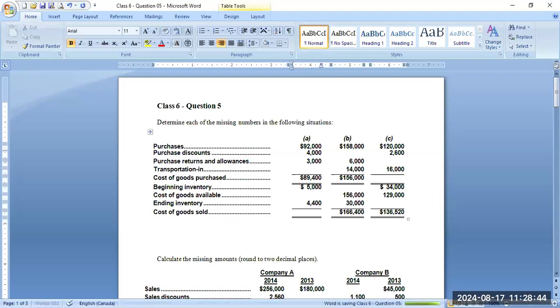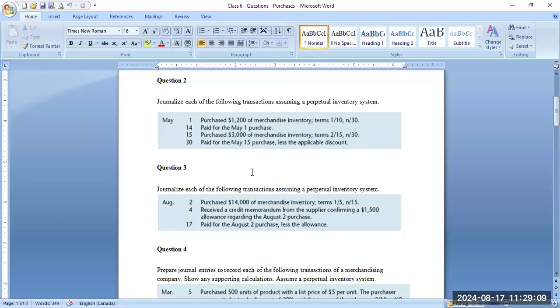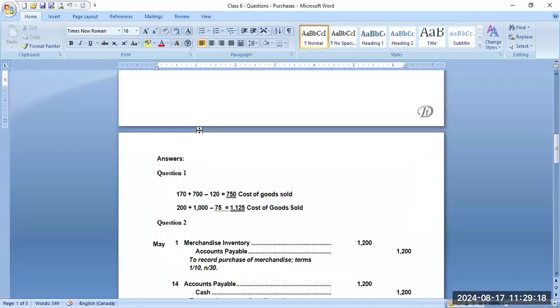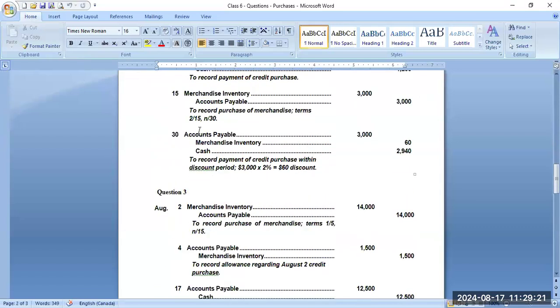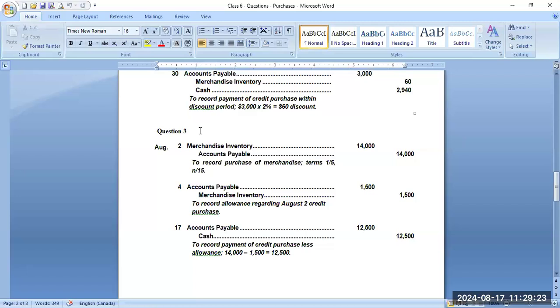Save this one. And the last question, which is question 6, actually that's question 6 for the purchases. That's again the perpetual inventory system. We have here multiple questions on the perpetual system. As you can see, with the different scenarios, question 1, question 2, question 3, question 4, with the answers here. Please spend a little bit of time to see. It's no different than the question that I just showed you.